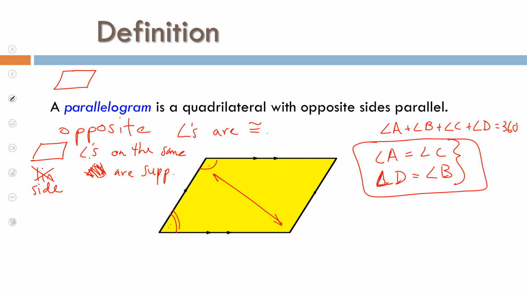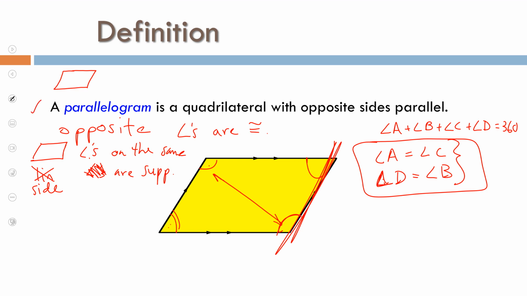Angles in a parallelogram that are on the same side are supplementary. So if I take this side, the angles that are on that side are this angle, and they have to be supplementary. Make sense? Everybody good with this? Let's roll with it then. Beautiful.